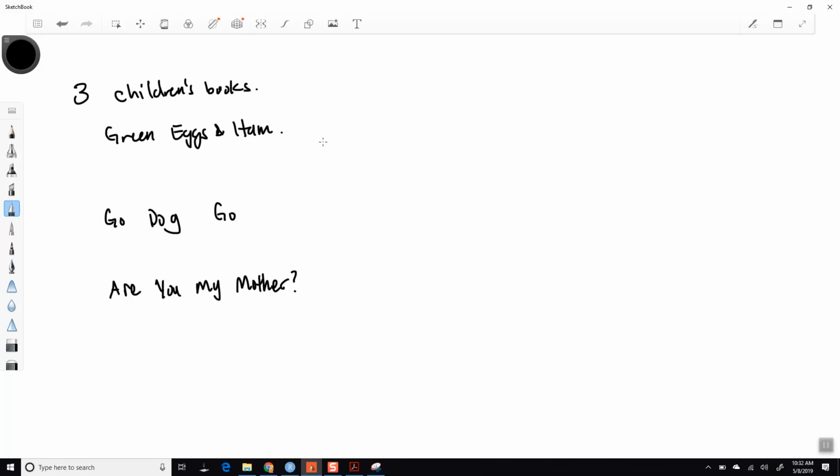And I don't remember what else, but basically, words like green and Sam will have high probabilities. Okay, and then in Go Dog Go, the word dog will have a high probability, and in Are You My Mother, the word mother is going to have a high probability. And this is almost like cheating, because mother does not appear in these other books.